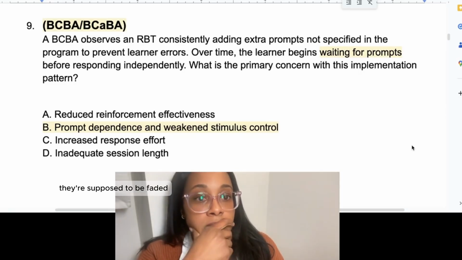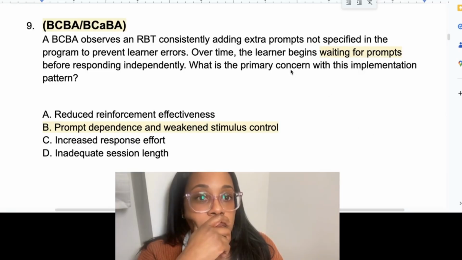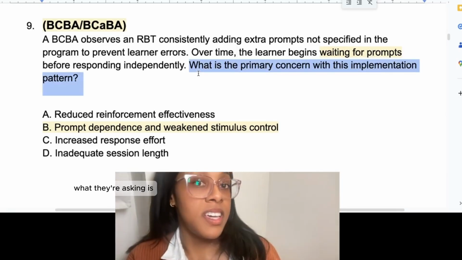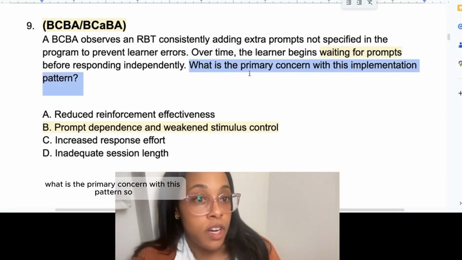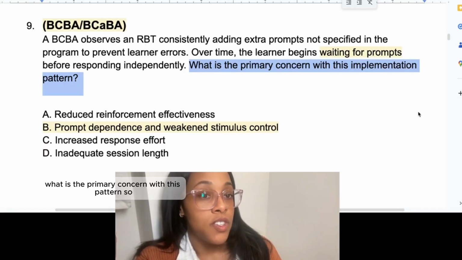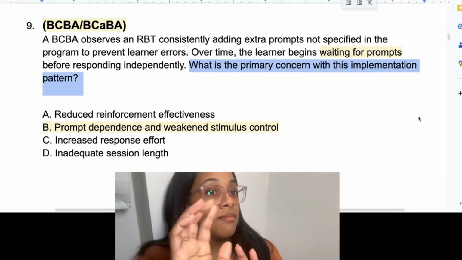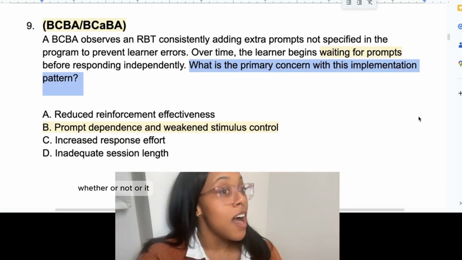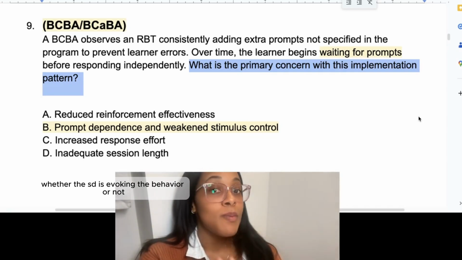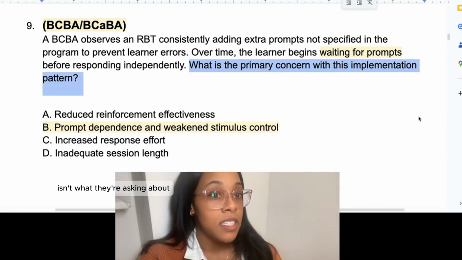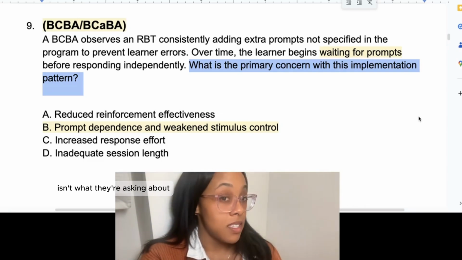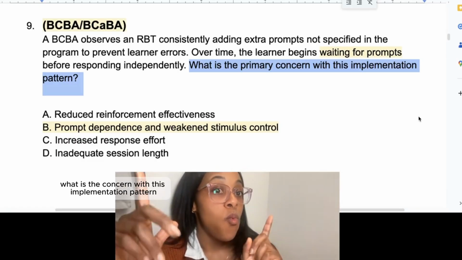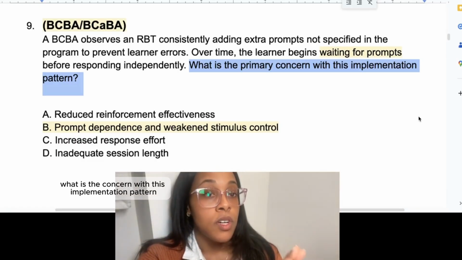They're supposed to be faded. Okay, so Maddie, what they're asking is, what is the primary concern with this pattern? Whether the SD is evoking the behavior or not isn't what they're asking about. They want to know, what is the concern with this implementation pattern?